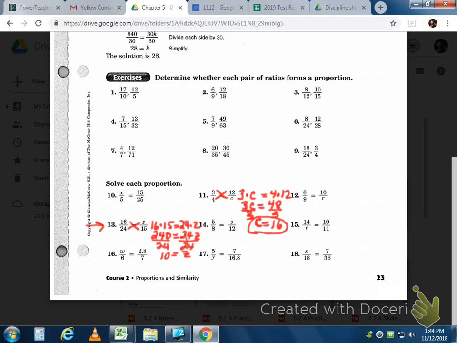Okay. Number 15. 14 over T equals 10 over 11. Cross, cross. 14 times 11 equals T times 10.